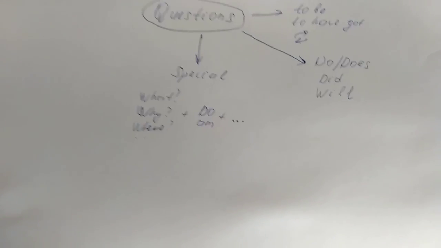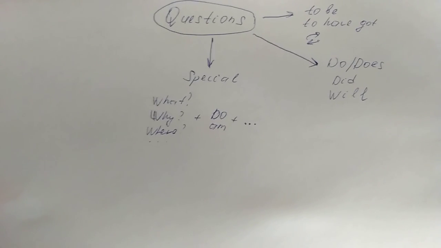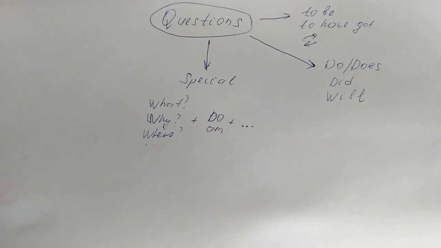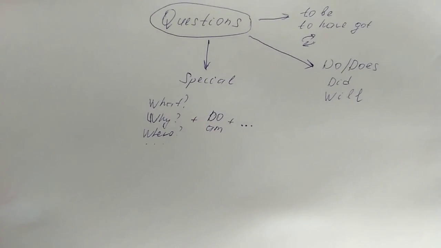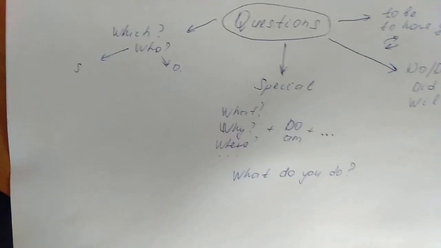Next, special questions. We can use it with a construction: special question word, for example, what, plus a verb, do, and plus another word. For example, what do you do?